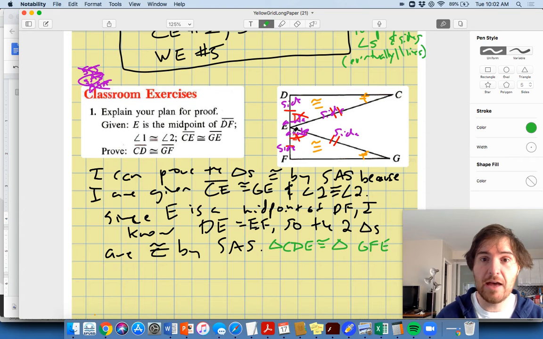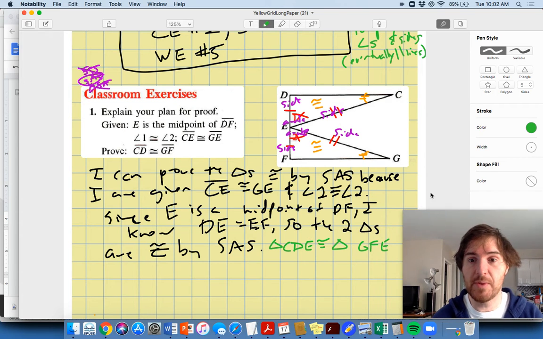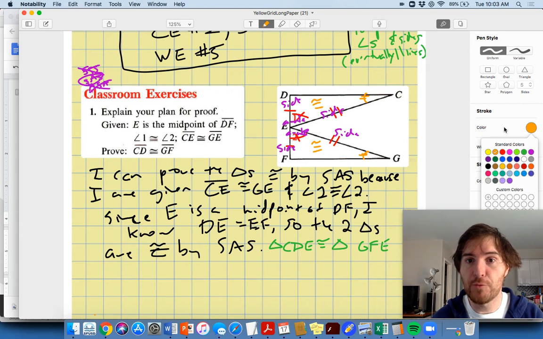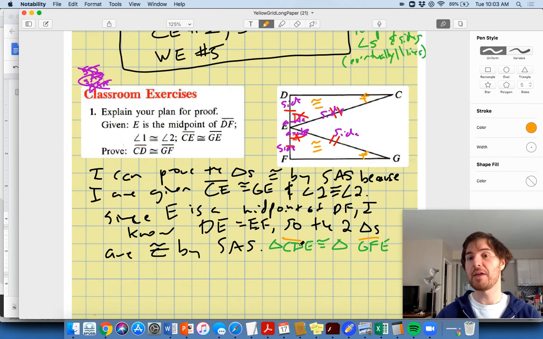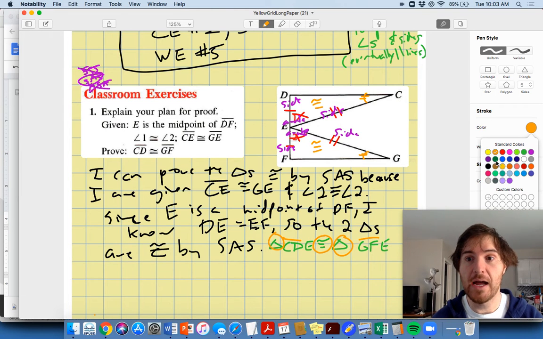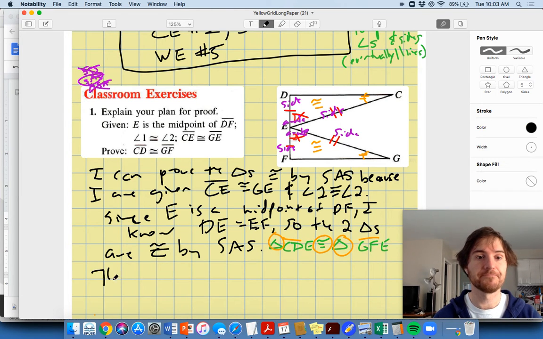So GFE and CDE correspond here. If I had to re-show you this one here, we got CD, GF, right? They correspond right now. So that means that segment has got to be congruent to that segment because the triangles are congruent to one another. So segment CD and segment GF are congruent by CPCTC.